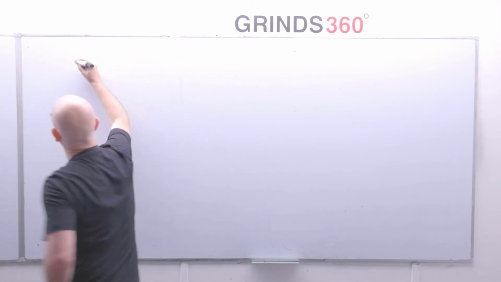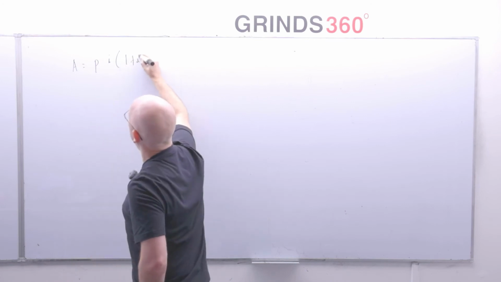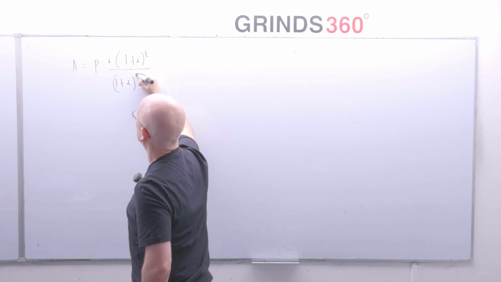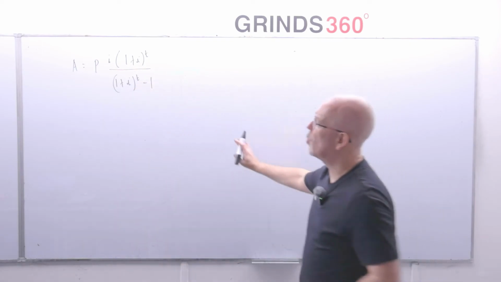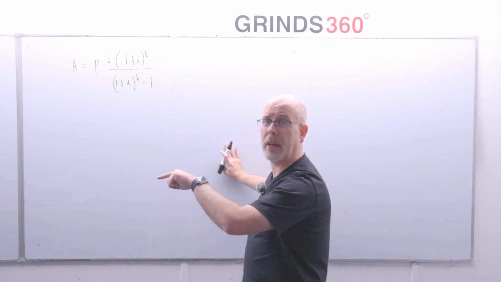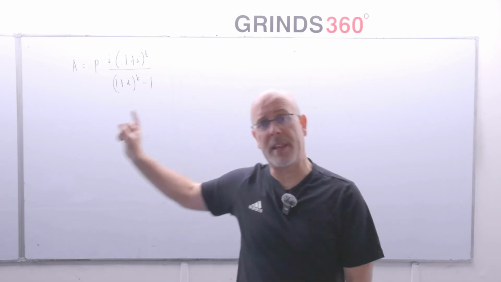So this one here: A is equal to P times I times (1 plus I) to the power of T, over (1 plus I) to the power of T minus 1. Now, this will allow me to work out, say for example, the previous question, the Emily question there. I could have done that calculation in one step using that formula there.